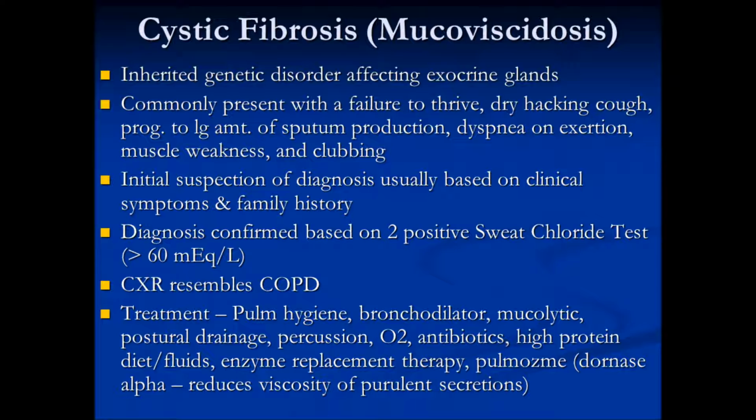Initial suspicion of diagnosis usually based on clinical symptoms and a family history. As you know, cystic fibrosis is genetic, so it is passed down from mom and or dad. Diagnosis confirmed based on 2 positive sweat chloride tests. That's important that you remember that. Just one sweat chloride test greater than 60 milliequivalents per liter does not definitively diagnose the patient. They need to have 2 positive sweat chloride tests in their chart in order to confirm the diagnosis, and they must both have results greater than 60.